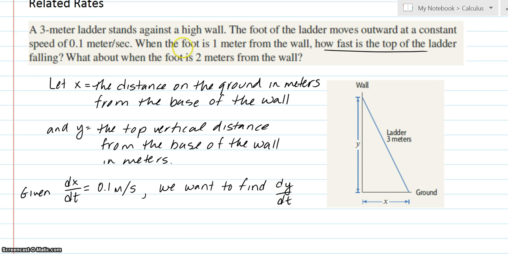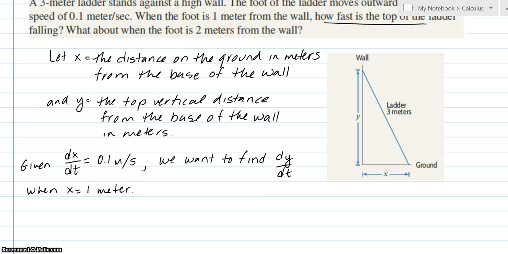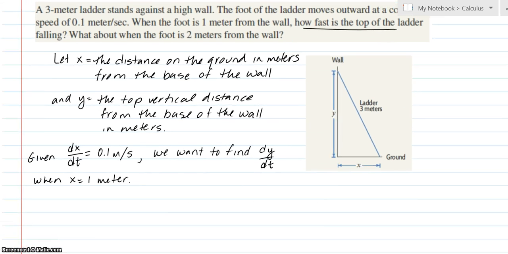By the way, let's do the first part, when the foot of the ladder is 1 meter away from the wall. So I can write that: when x equals 1 meter. We need to come up with our own equation here. I know this is a right triangle, and we know the ladder is 3 meters long. So we can use the Pythagorean theorem: x squared plus y squared is 3 squared, which is 9.